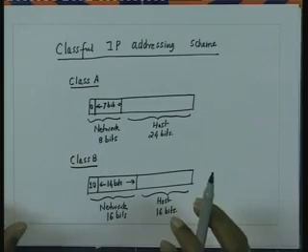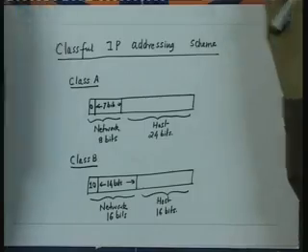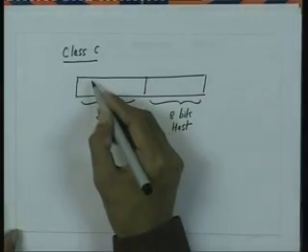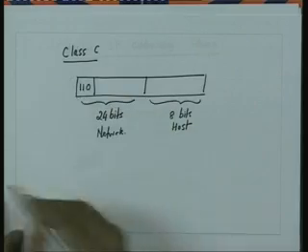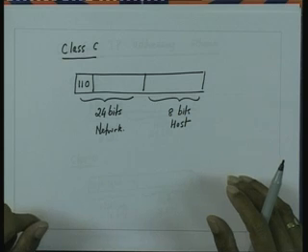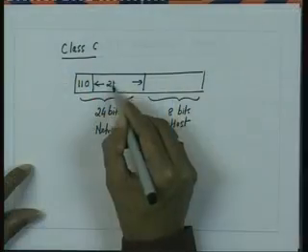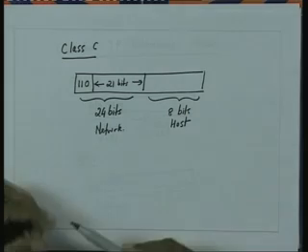So in class A, the number of networks is really limited to 2 raised to power 7, which is 128 networks, and in class B the number of networks is limited to 2 raised to power 14, since the first 2 bits, 1, 0, are used to represent the class B IP address. The class C IP address is indicated by the first 3 bits being 1, 1, 0. As a result, in class C only 21 bits are available to represent a network. The remaining 3 bits are used to determine that it is a class C IP address.